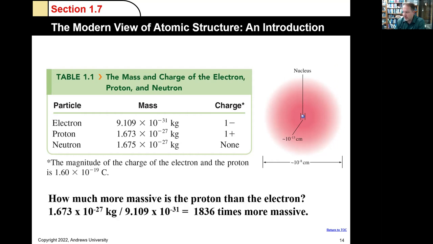So how much more massive is the proton to the electron? I just divide the mass of the proton by the mass of the electron, and I get 1,800 times. So yeah, over 1,000 times more massive the proton is. So when it comes to the mass of elements, we just mainly look at the protons and neutrons. Electrons have mass, but it's negligible, usually within 3 or 4 significant digits. Another reason why significant digits are important.